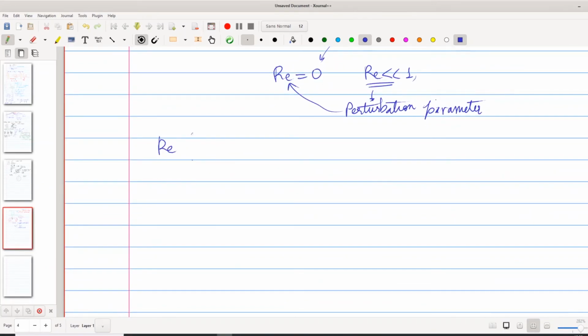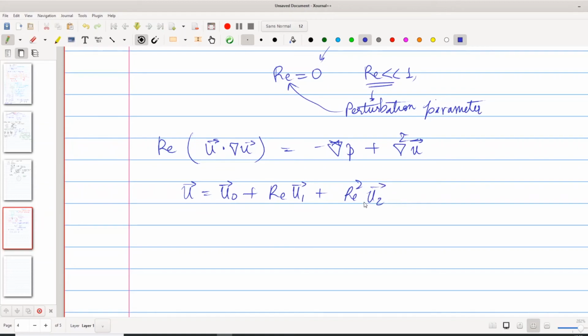So we have Reynolds number times, let us assume that the flow is steady, u dot nabla u is equal to minus grad p plus nabla squared u. We can assume that u is u0 plus Re u1 plus Re squared u2 and so on. This is a very naive algebraic perturbation, and the expansion may not necessarily be in this particular form, but for this argument, it holds.